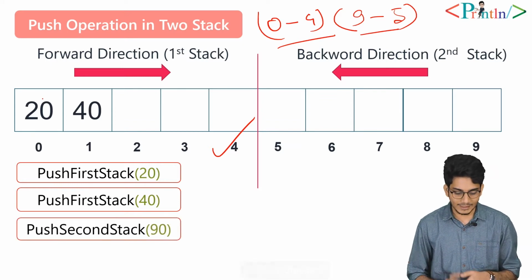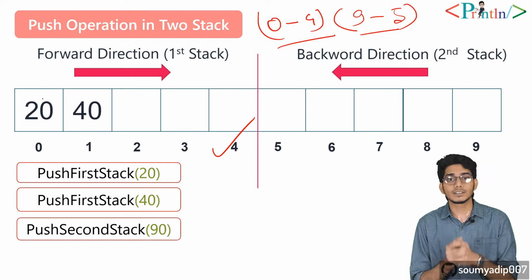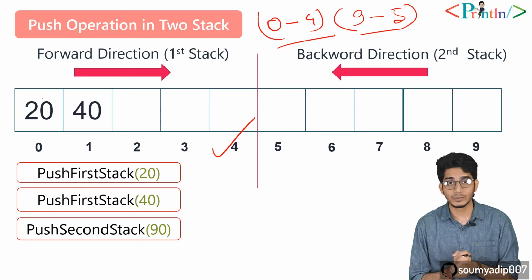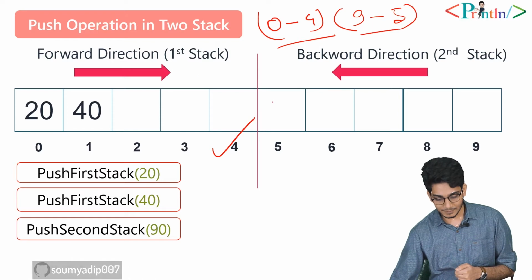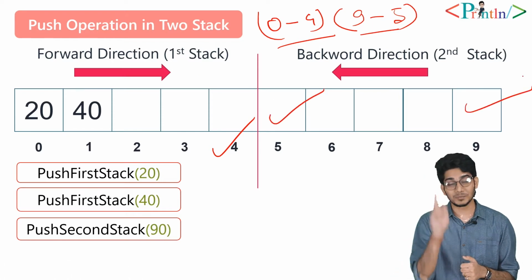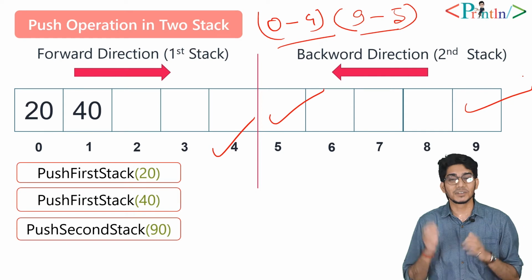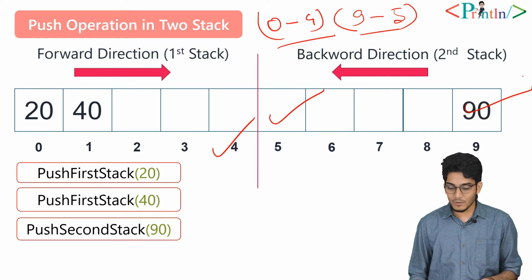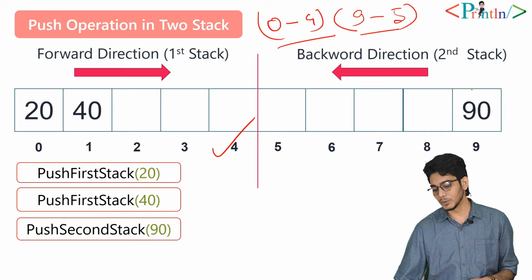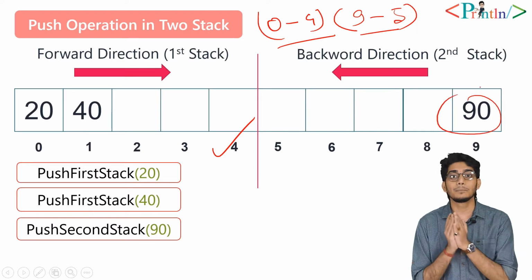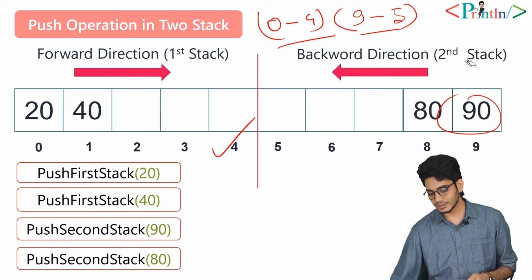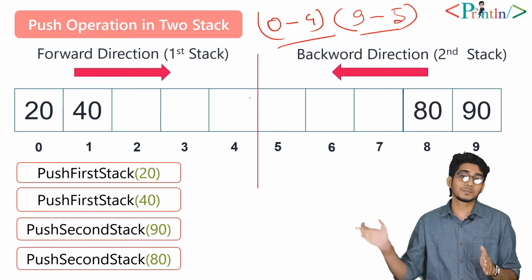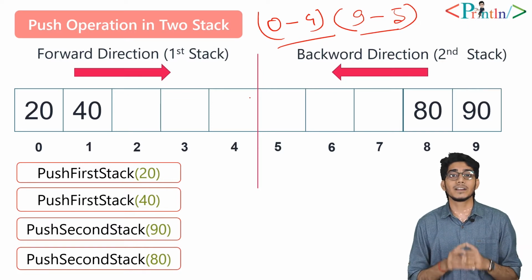Now let's say we'll push 90. Pause this video and write in the comment section where the value will be pushed: here at the 5th position or at the 9th position. So I think you have written the comment. Now we'll push at the 9th position because we are going in the backward direction, and push second stack will also go to this location, that is 80. I think these portions are clear, that is how we can push any element into two stacks.